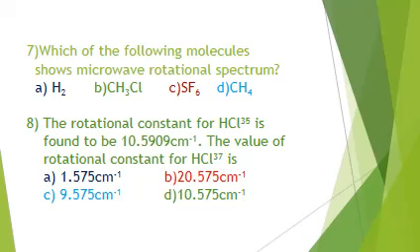The rotational constant for HCl35 is found to be 10.5909 cm^-1. The value of the rotational constant for HCl37 is? Here, we already discussed that when an atom is replaced by its isotope, we find a small decrease in the rotational constant. You consider option D, the value is 10.575. Compared with the HCl35 value, a small amount is reduced. Therefore, option D is correct.